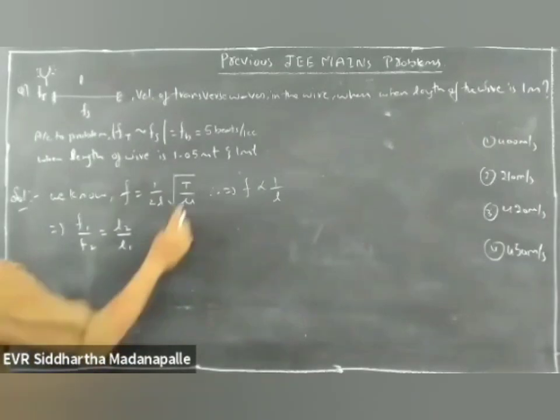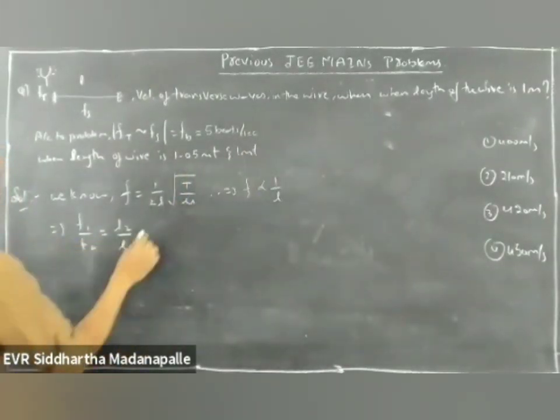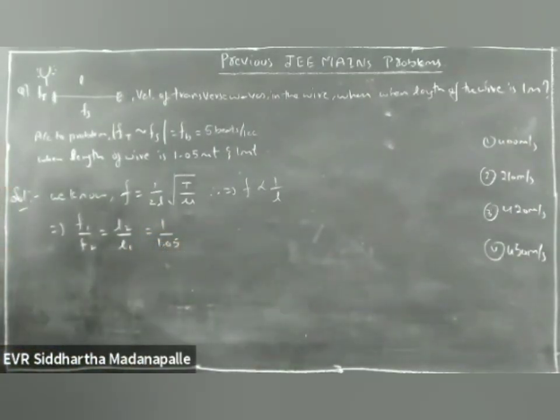Now let us consider L1 is equal to 1.05 and L2 is 1 meter. This is 1 by 1.05. Now from this it is clear that the f2 value is greater than the f1 value.